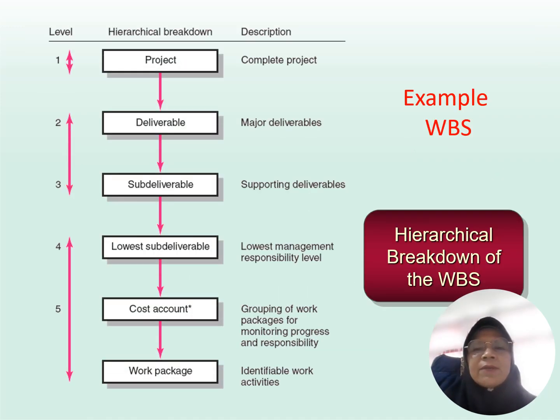Well, let's have a look at an example of WBS. Again, a WBS is a hierarchical breakdown of a list of deliverables. So you can see here, we identified levels 1 to 5. The hierarchical breakdown consists of the project, the deliverable, sub-deliverables, lowest sub-deliverable, cost account, and work package. And each level will have the description of the task.